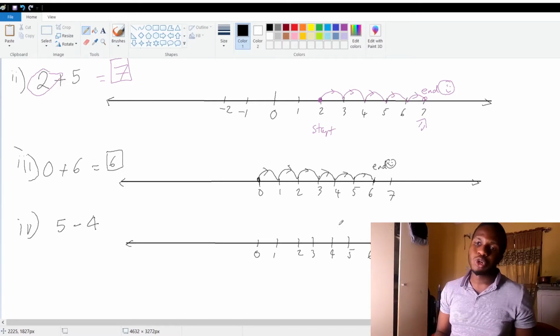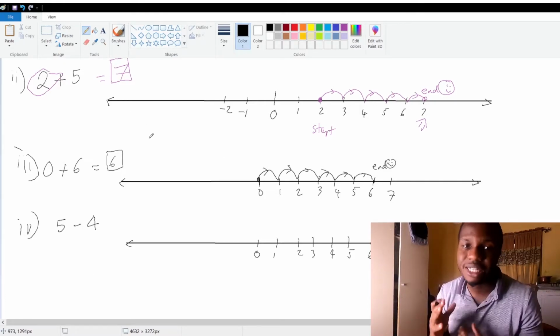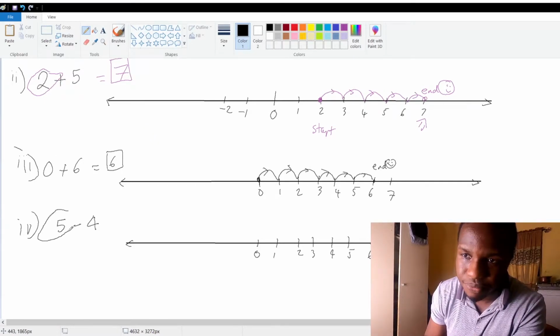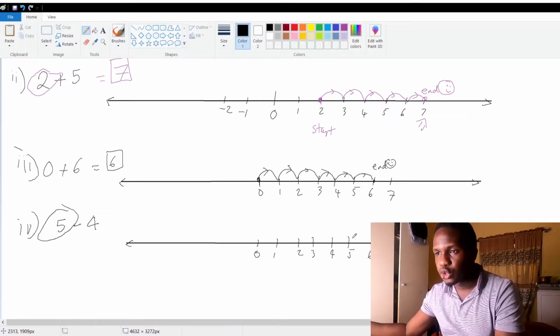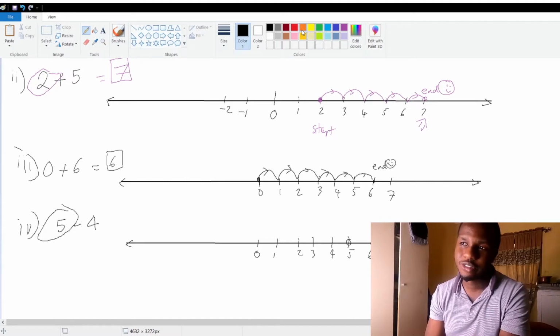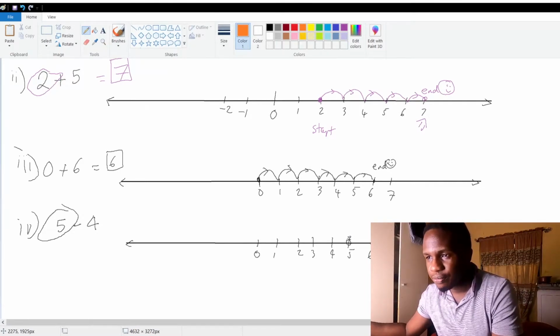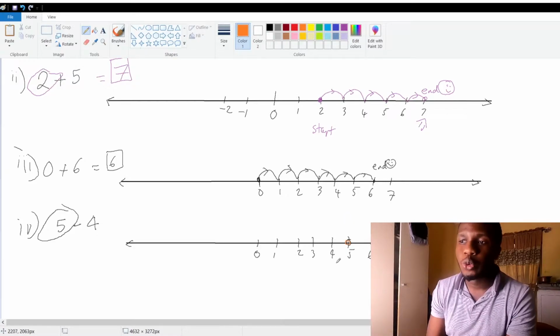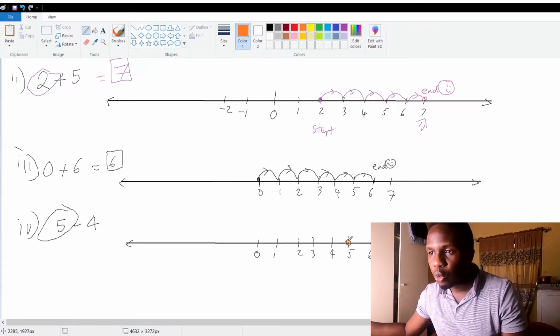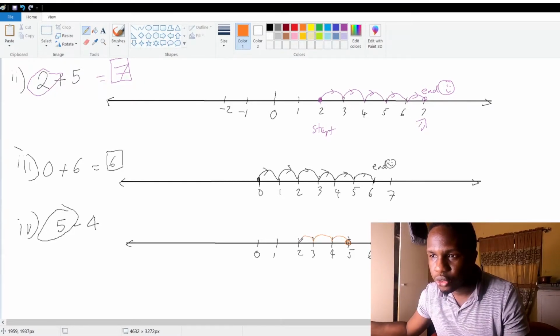So how do we do a subtraction? The same thing, similar to what we did in the previous examples. You start from the number on the left, which is 5. So you're going to start here from 5. I should change this to a different color. Let me use orange. So we start from 5, and then guess what? We're not going to go 4 steps to the right anymore. We're going to go 4 steps to the left because we are subtracting. So what I'm going to do is count backwards, which is 1, 2, 3, 4. So I'm going this way.